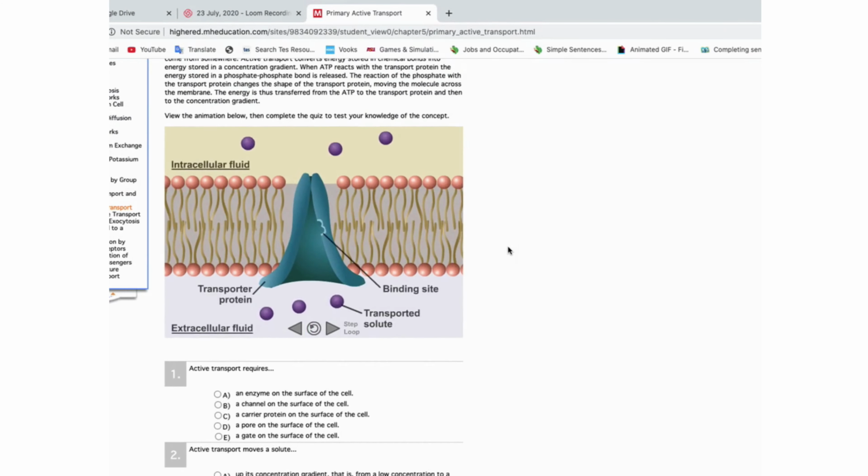So this is the intracellular fluid and extracellular fluid, and there is a protein channel, and you see what happens. The ATP binds to a protein channel. By hydrolysis it becomes ADP. Then let's see how it happens.